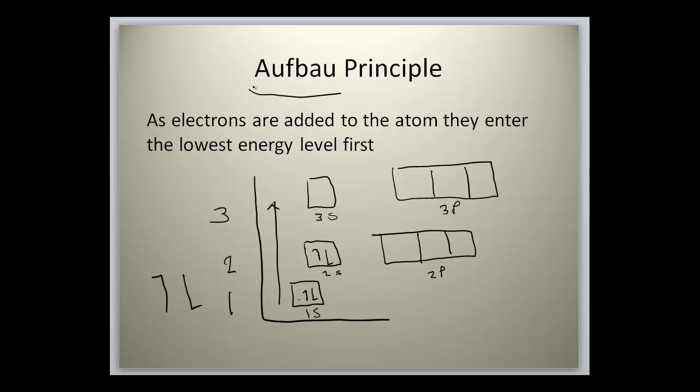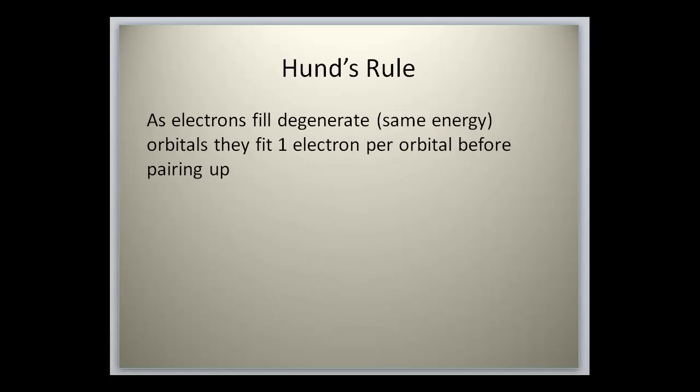So again, the Aufbau principle says that as you add electrons to the atoms, they fill the lowest energy levels first. Okay, the next rule that we're going to talk about we call Hund's rule.